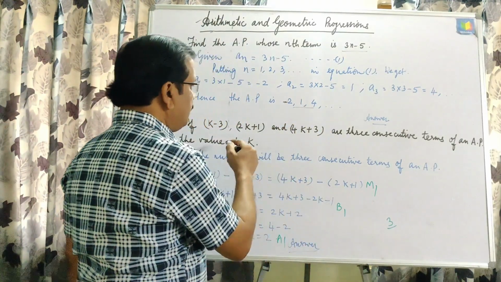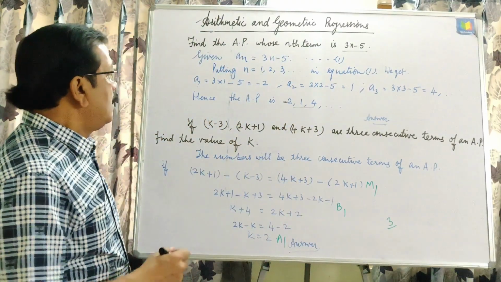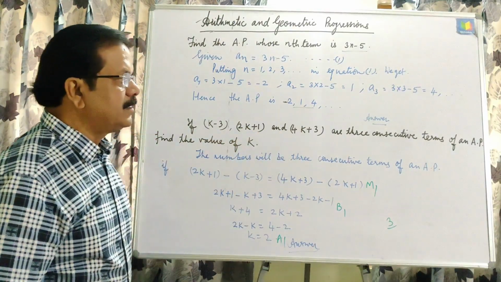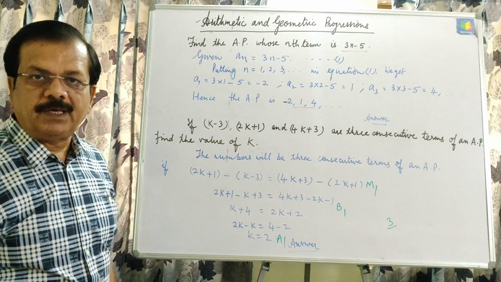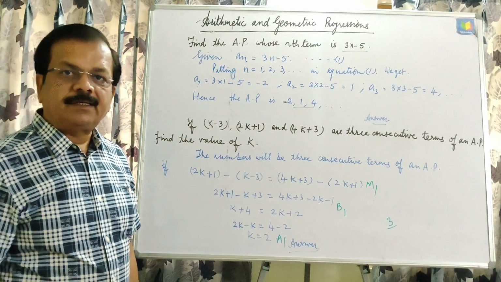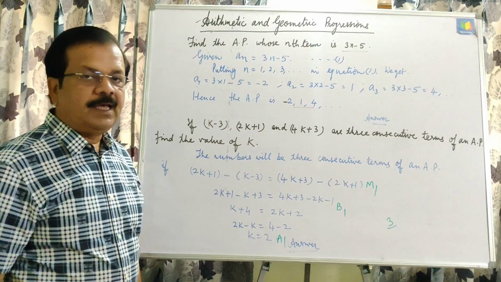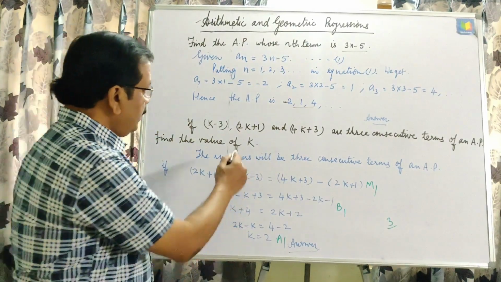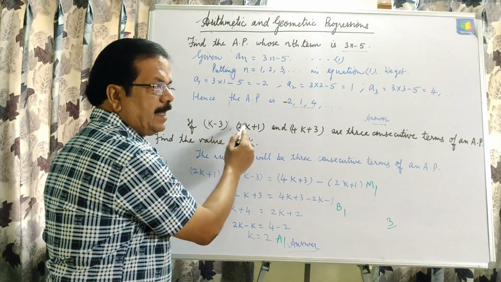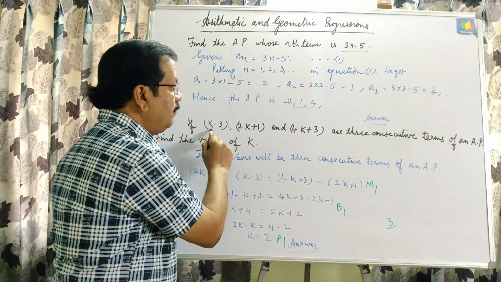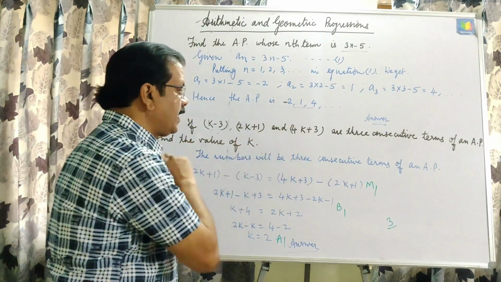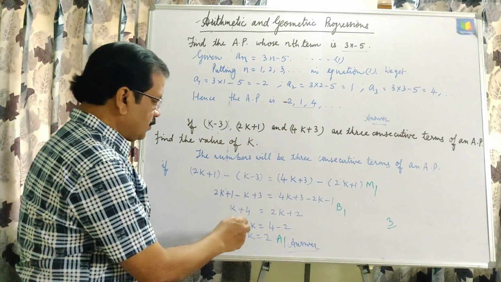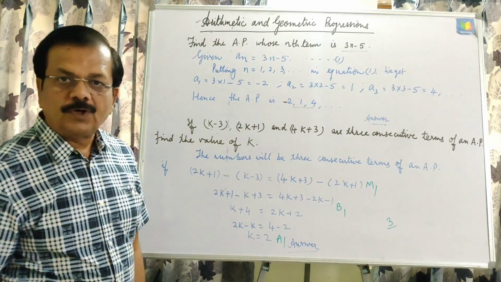Okay, in the same way, second question: if k minus 3, 2k plus 1 and 4k plus 3 are 3 consecutive terms of an AP, I just told you that the common difference will be the same. If these 3 are consecutive terms, then second term minus first term will be equal to third term minus second term, and after solving this way we are getting k is equal to 2.